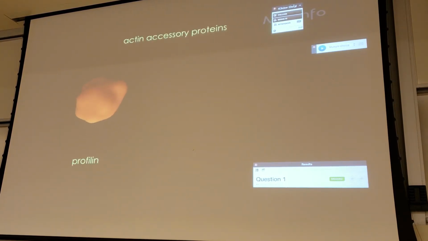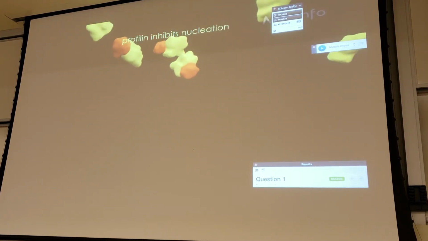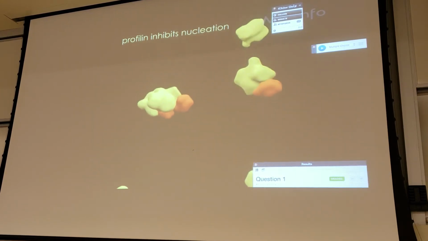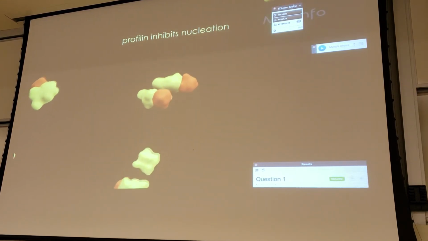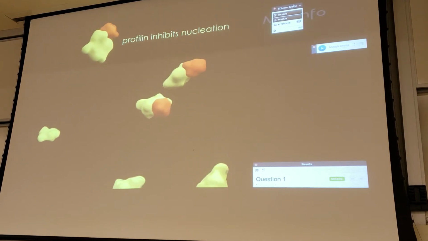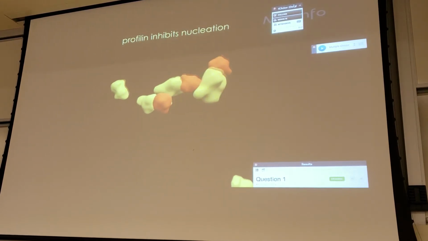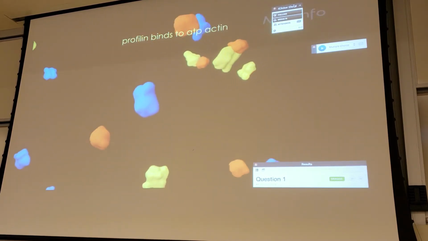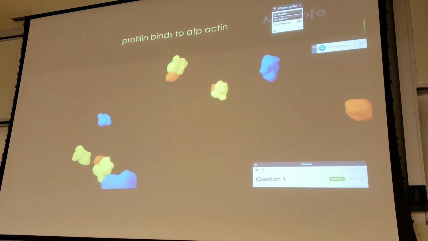And then there's some accessory proteins that we don't really go into much detail about, but there's profilin. Profilin prevents or binds ATP bound actin, and it prevents it from forming starting filaments. But you'll see in the next episode that if there is a filament, it makes the elongation go faster. So it prevents nucleation.